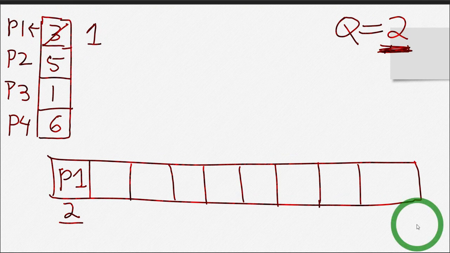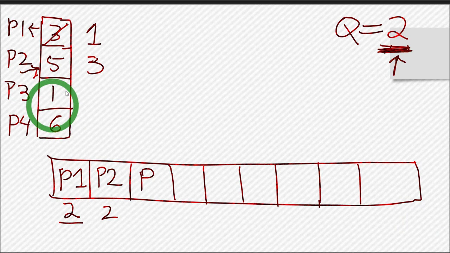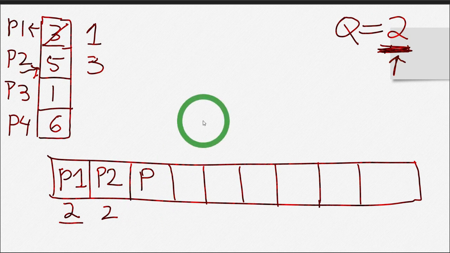So we get 1. The next process is P2, and it has a service time of 5, and it can only run for 2 units of time because our time quantum is 2. That means 5 minus 2 is equal to 3. Okay, the next process is P3. Now you can see here that our time quantum is 2, while the service time of P3 is 1. So it is less than the time quantum. So how much time will this process take? It will obviously take 1 unit of time, which is its service time.